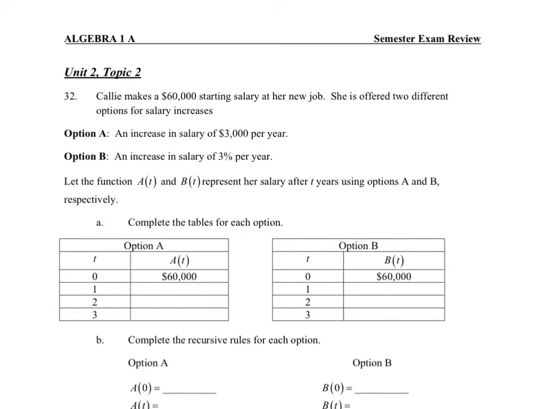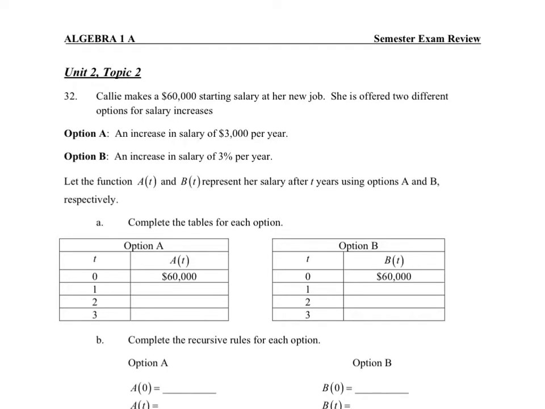Question number 32. Callie makes a $60,000 starting salary at her new job. She is offered two different options for salary increases. Option A, an increase in salary of $3,000 per year. Option B, an increase in salary of 3% per year. Let the functions A(t) and B(t) represent her salary after t years using options A and B respectively. So part A wants us to complete the tables for each option.